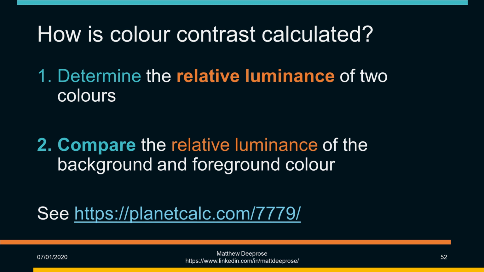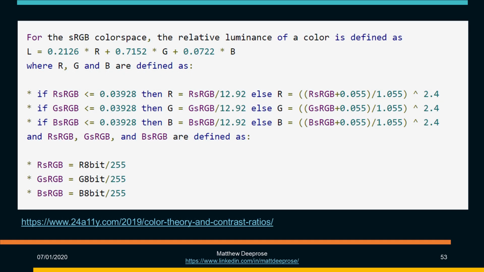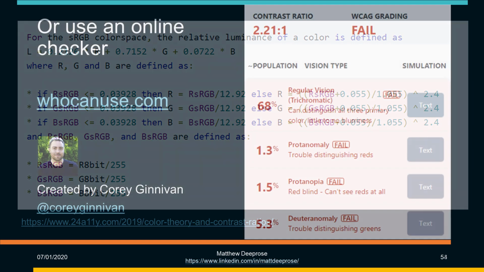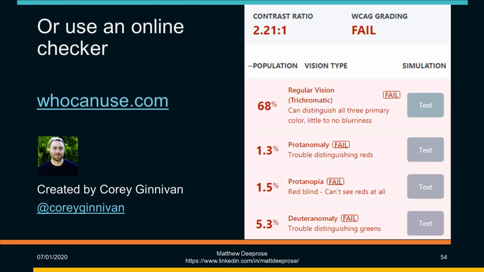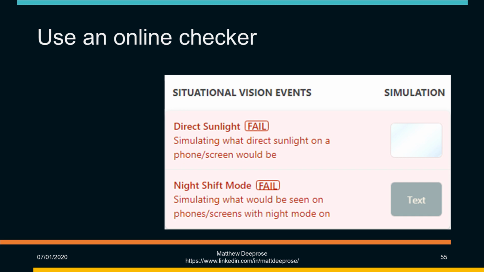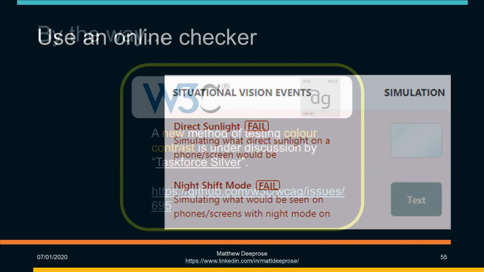How is color contrast calculated? Well, it involves working out what the relative luminance of two colors is and then comparing them. It isn't too difficult maths to follow, but usually we would use an online color checker. And my favorite one at the moment is whocanuse.com, which is set up by Corey Ginnivan, who's based in Perth, Australia. Not only will it tell you the contrast ratio and the WCAG rating of a color combination, it also tells you how those will look for people with different visual impairments. And it also talks about situational impairments. So that's my favorite one for checking out color contrasts.